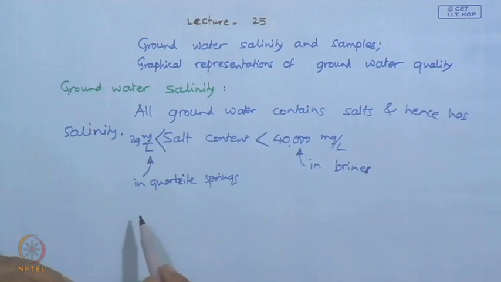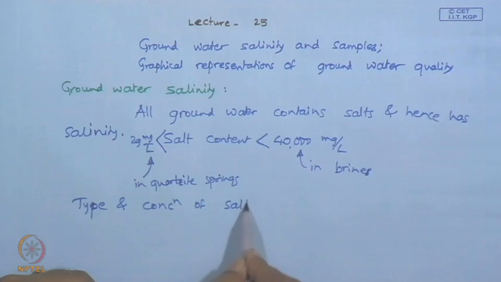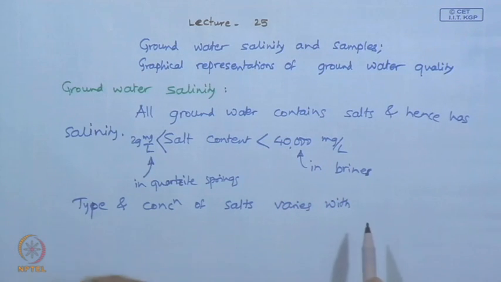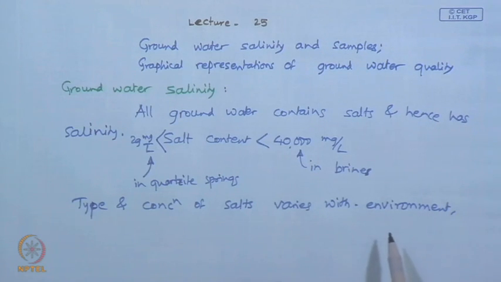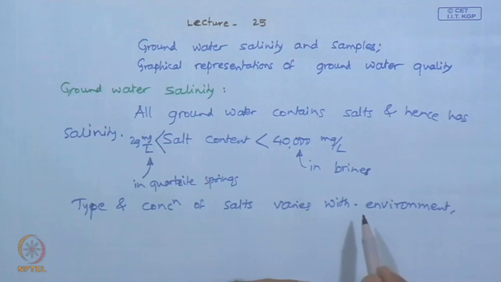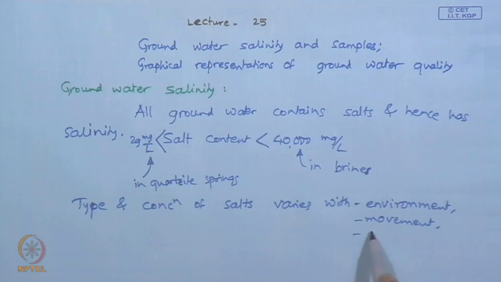So this salinity, the type and concentration of salts, varies with environment, then movement, that is the movement of salts, as well as the source from where these salts originate.